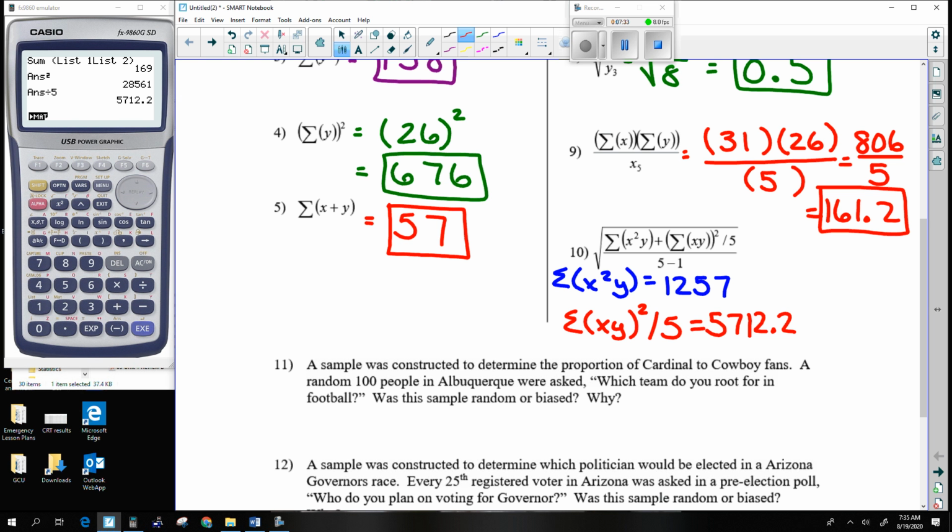So to accomplish that top answer, I need to add those two things together. So I need to add the sum of x squared y plus the sum of xy squared divided by 5.